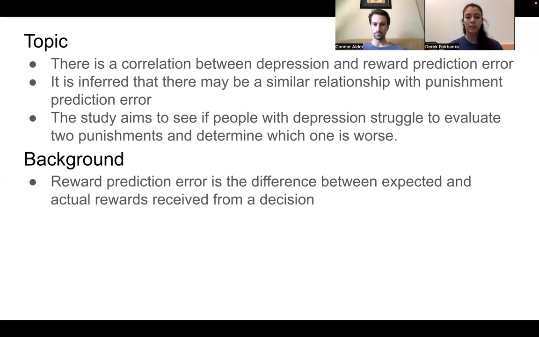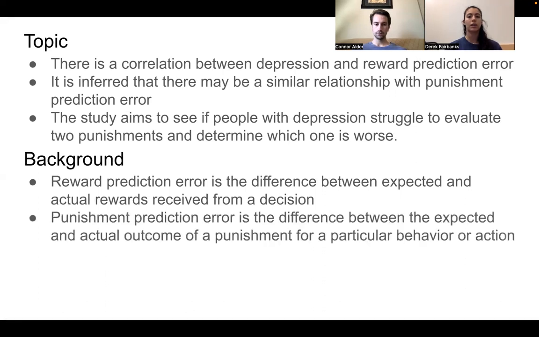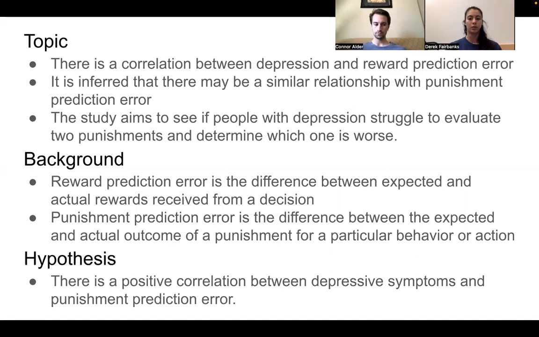So some further background points to better understand our experiment are what reward prediction error and punishment prediction error are. Reward prediction error is the difference between expected and actual rewards received from a decision. An example of this would be that an individual who doesn't experience depression will more quickly be able to determine what decisions provide reward over an individual who has depression. And punishment prediction error is similar, in that it's the difference between the expected and actual outcome of the punishment from a particular behavior or action. But we infer that the individual who experiences depression will have a harder time determining which decision provides a punishment.